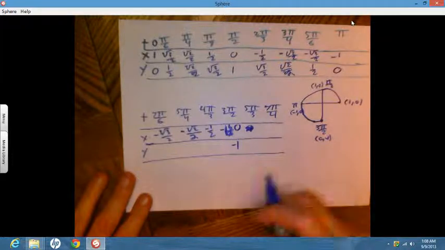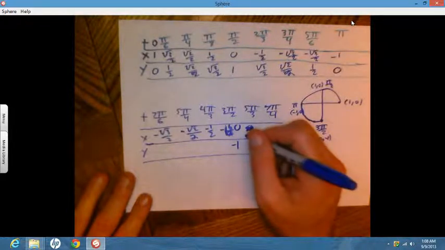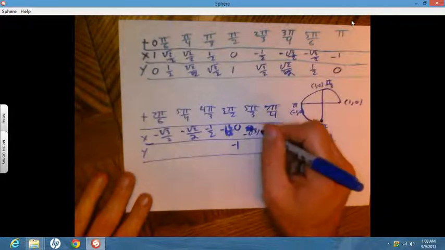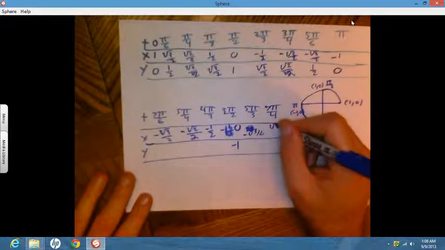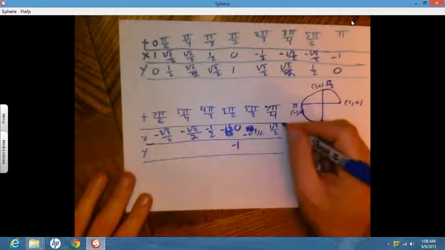Sorry, that's negative square root of 3 over 2. Then 7 pi over 4 is going to be the square root of 2 divided by 2. And we just have a couple left over here. And it's going to be, say, t, x, and y again.